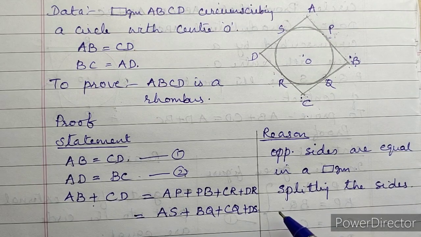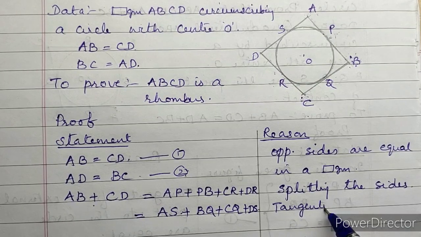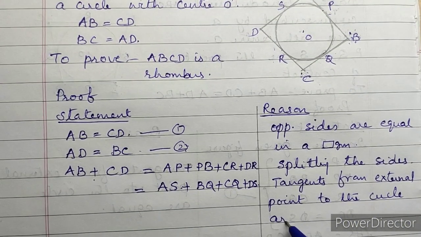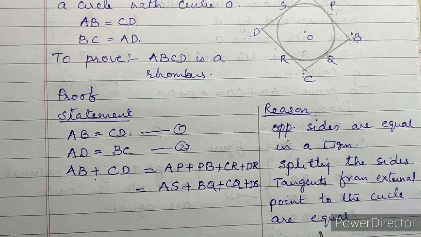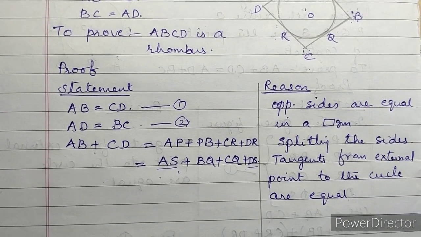So what reason can you write? Same reason: tangents from an external point to the circle are equal. So that reason you can write. Now what is the next step? Same like the last sum, you have to group it. We need AS and DS. See, AS is here, DS is here. So group it according to the side.